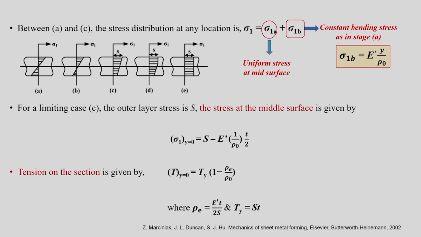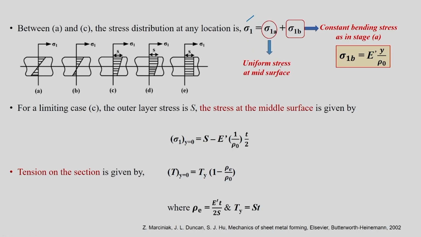Now let us get into some details of the stress distribution. Between B and C, the stress distribution at any location, that is my sigma 1, will have two parts: sigma 1A and sigma 1B. This is something new which we have not introduced before. We introduced only two parts in the strain distribution. Now we are saying that the principal stress sigma 1 has two parts, sigma 1A and sigma 1B.